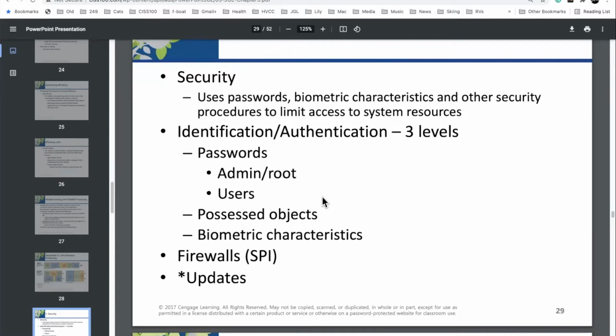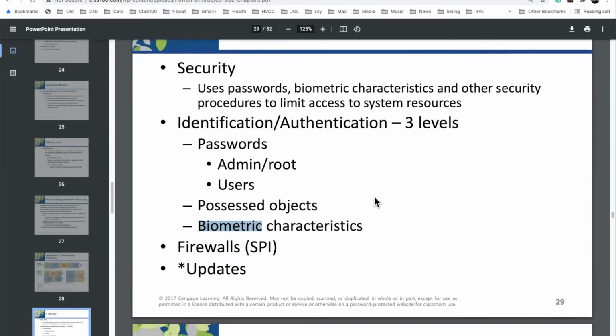A little more secure would be something I have. So say I have a USB dongle and I have to insert it into the computer so the computer can verify, yes, that's actually a valid USB drive. If these latter 2 methods are used, typically it will be 2-factor. So not only will I have to insert that USB dongle or RFID card, whatever, but I'll also have to provide a username and password. The most secure, of course, is biometric, something I am: fingerprint, retina scan, facial recognition. But again, we're going to look at this in much greater detail when we get to the chapter on security.